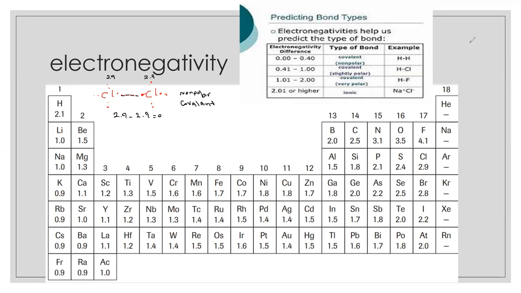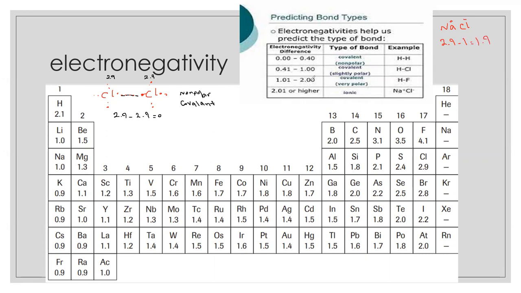Another example is NaCl. I put it here. Na, I know, is positive, Cl is negative. So look at Na here. Na is 1 and Cl is 2.9. Therefore, 2.9 minus 1 is equal to 1.9.